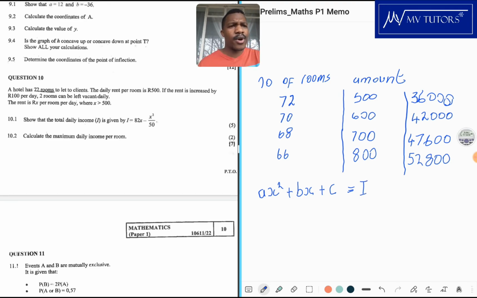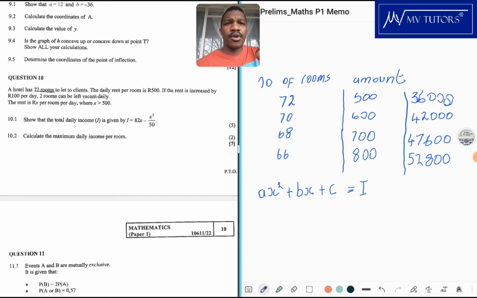Okay, and remember what x is in this instance. X is the amount of rents, as we can see from this question. So remember the amount of rents is this 600, 700, 800. We're going to look for the values for A, for B, and for C. We're going to solve for that. So we have three unknowns, and to solve three unknowns, we need three equations, right?